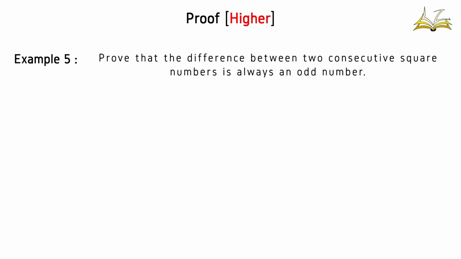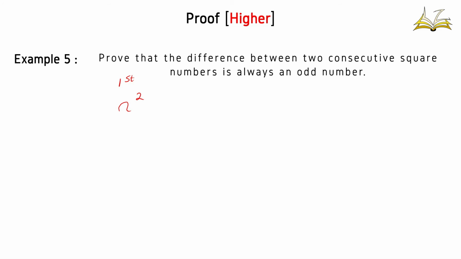Right, so here's the last example. Example 5. Prove that the difference between 2 consecutive square numbers is always an odd number. First of all, I am going to figure out how we show square numbers algebraically, and it's not that difficult. Firstly, we have an n, okay? And because it's a square number, it has to be n squared. So that's my first square number.